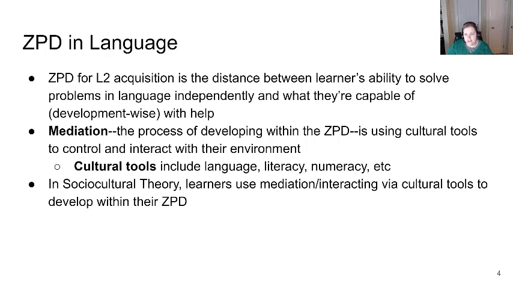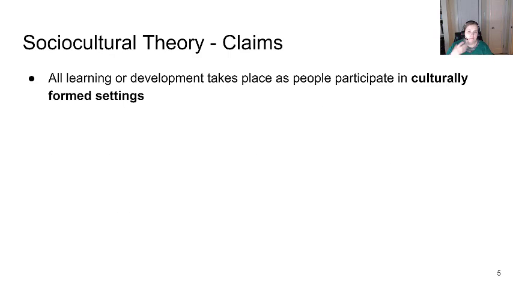In sociocultural theory, learners use mediation, or interacting using cultural tools, to develop within their zone of proximal development. So literally using the language, because that's a cultural tool in a sense, is a version of attempting to work within the ZPD. But you can also use these other tools, like music, which was another example I just used, to interact with speakers of this language or signers of this language, natives of this language, to increase your knowledge of it. So the claims according to our book are the following.